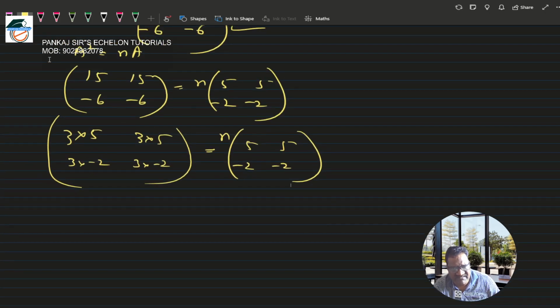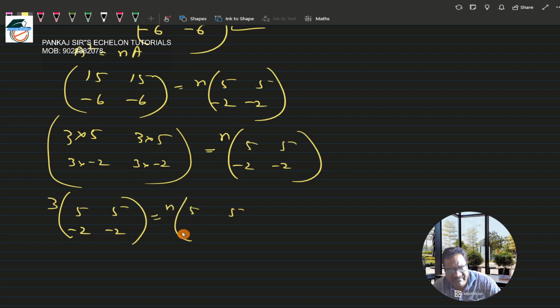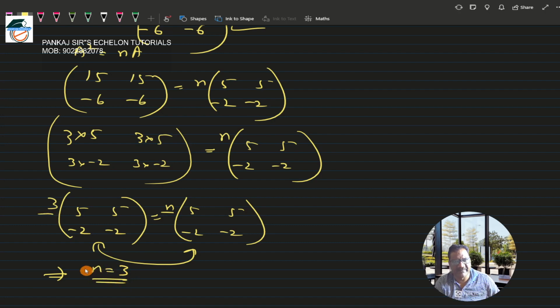Now from the left hand side matrix, I will take 3 common out. So I'll be left with 5 and 5, minus 2 and minus 2, equal to n times [5, 5; minus 2, minus 2]. Now these two matrices are identical. This means that n has to be equal to 3. That was the A part of the question.